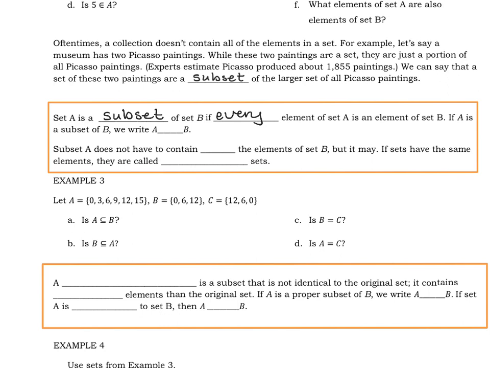If A is a subset of B, we write the following notation. A is a subset of B. So we have that symbol that looks like a C, and that line under it is very important, because that sort of C, sideways U, however you want to look at it, without the line under it means something else entirely. Subset A does not have to contain all the elements of set B, but it may.